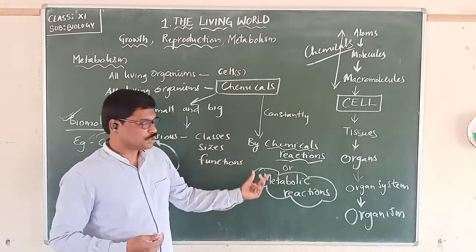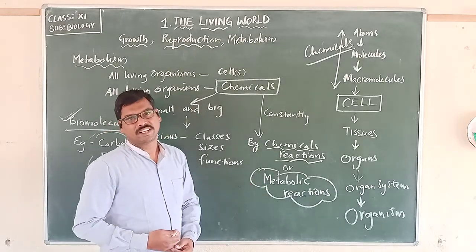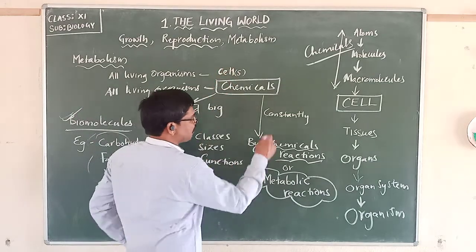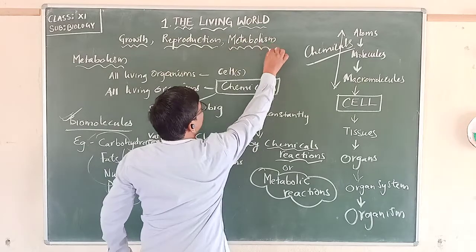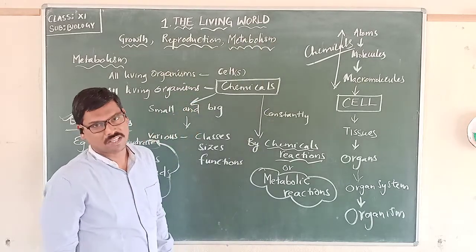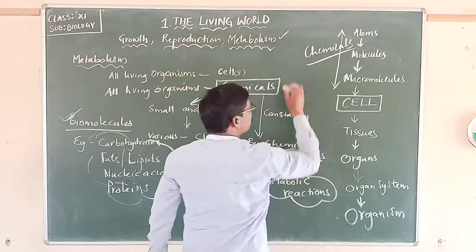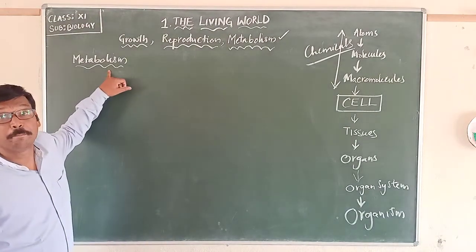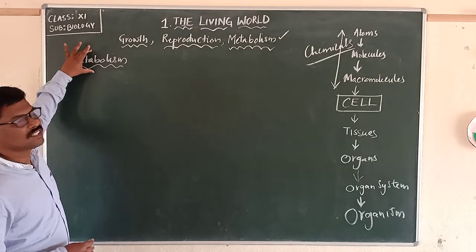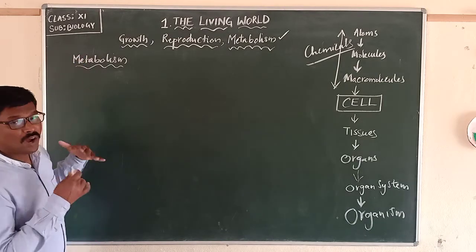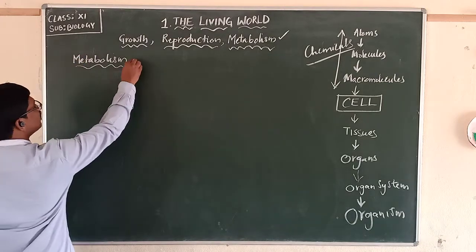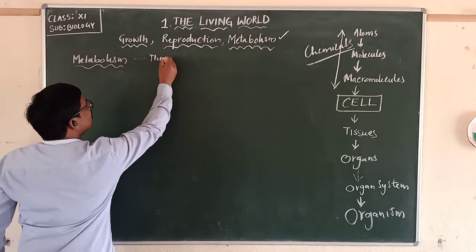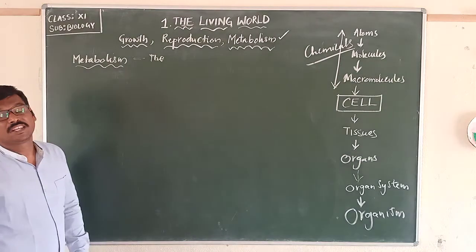So these chemical reactions, what we are calling as metabolic reactions. So now we will understand what we mean by these metabolic reactions with a simple term called metabolism. We will understand what is metabolism now. It is the characteristic of the living organisms, we said. So let us define now the word metabolism. Metabolism means the sum total of chemical reactions.